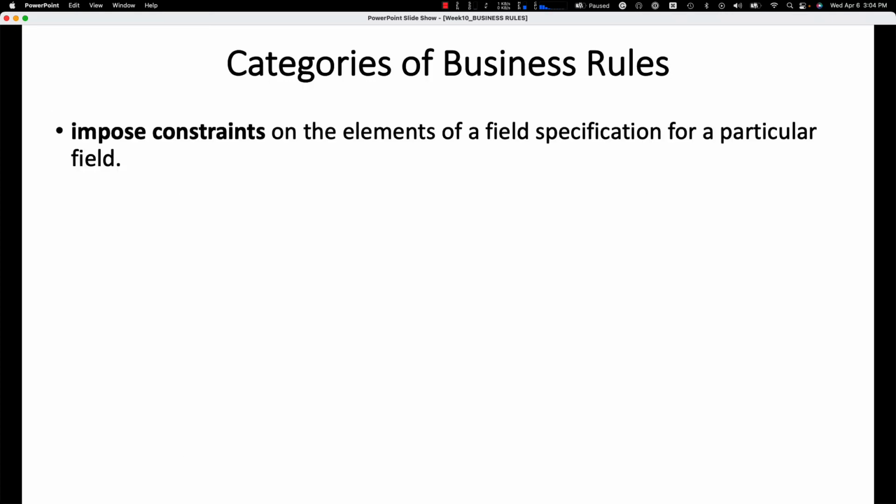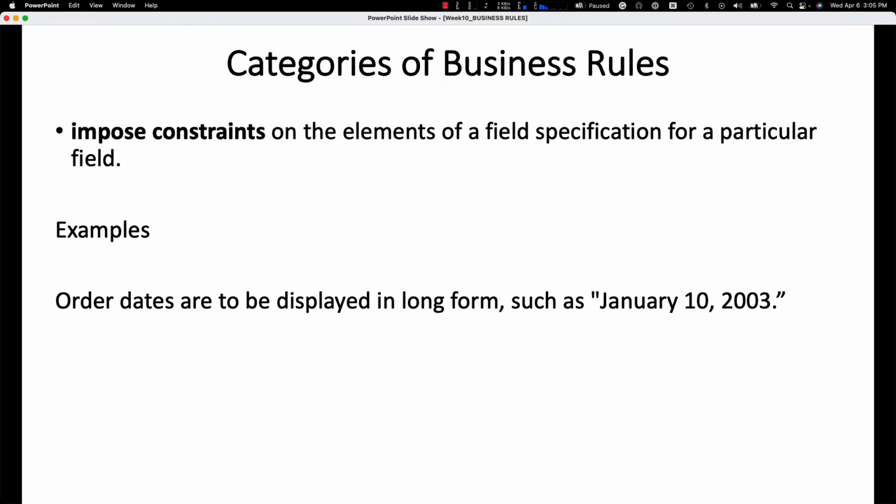Categories of business rules. You can impose constraints on elements of the field specification for a particular field. An example is order dates are to be displayed in long form, such as January 10, 2003.